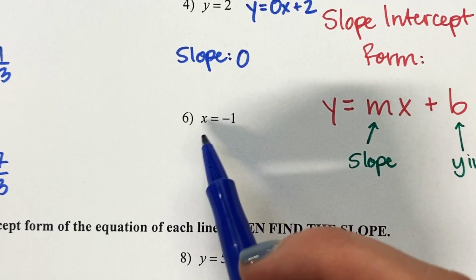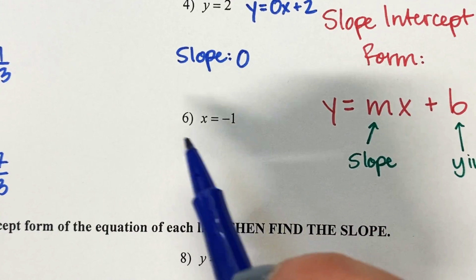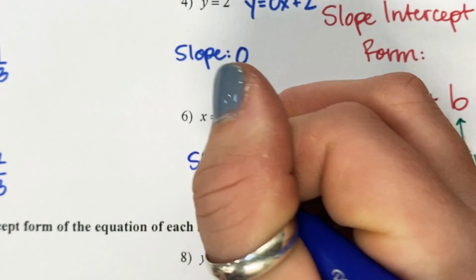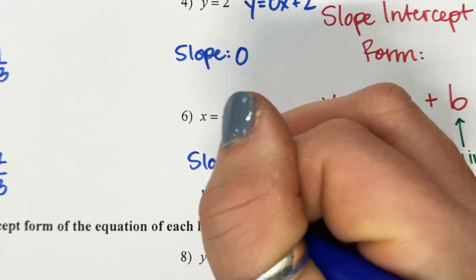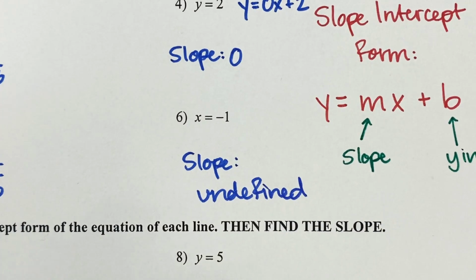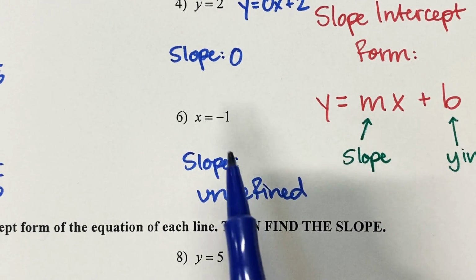This one's kind of weird. Do you see a y in this equation? No, we don't. So this one means our slope is actually what we call undefined, meaning there is no slope. So our slope is undefined.